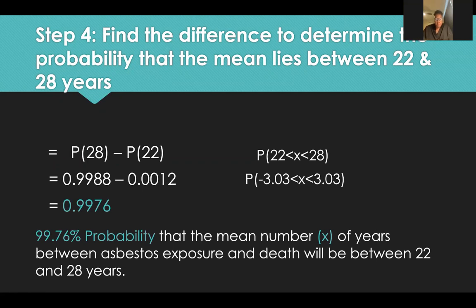For the probability as it pertains to 28, we subtract from it the one for the mean of 22. And from that, we get 0.9976, which translates to a 99.76% probability that the mean number of years from asbestos exposure to death will be between 22 and 28 years.